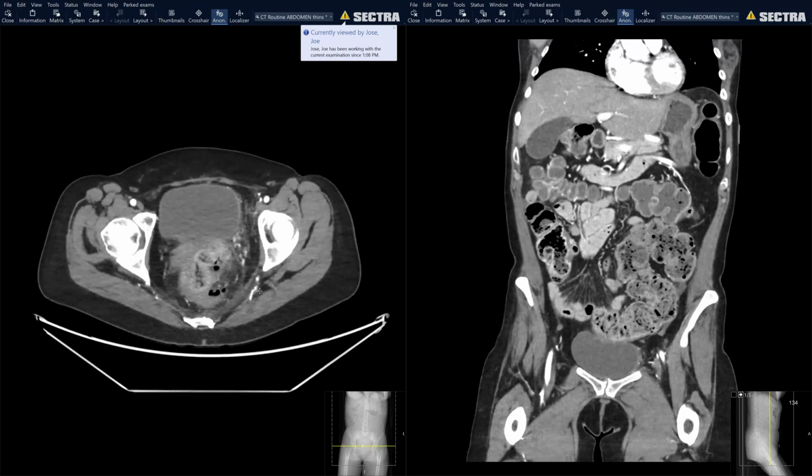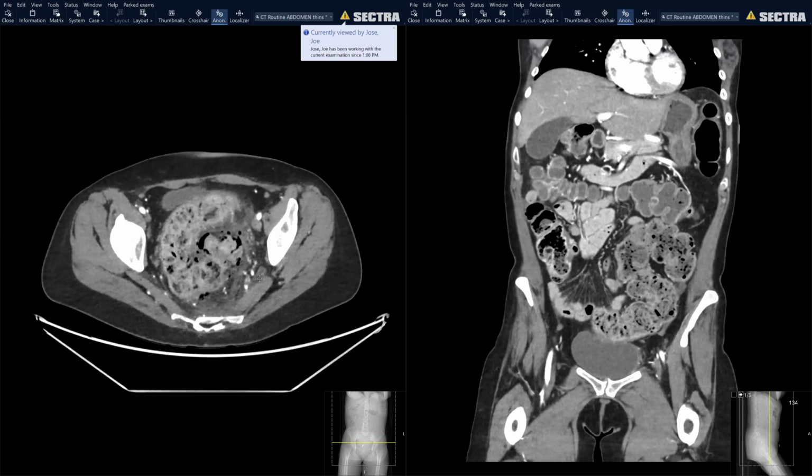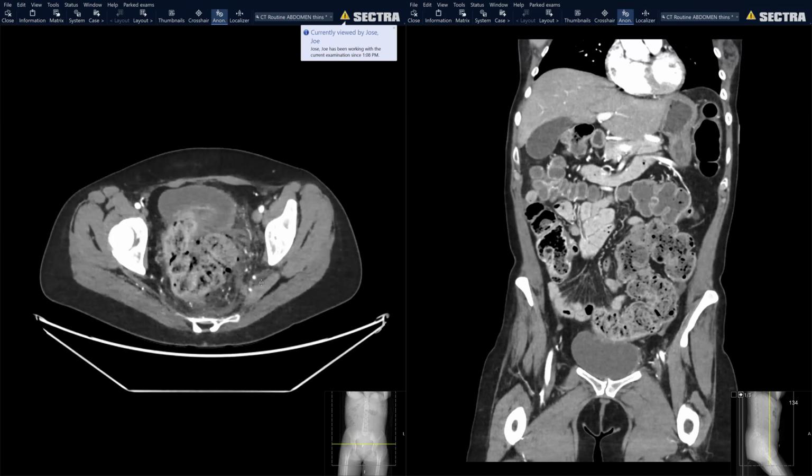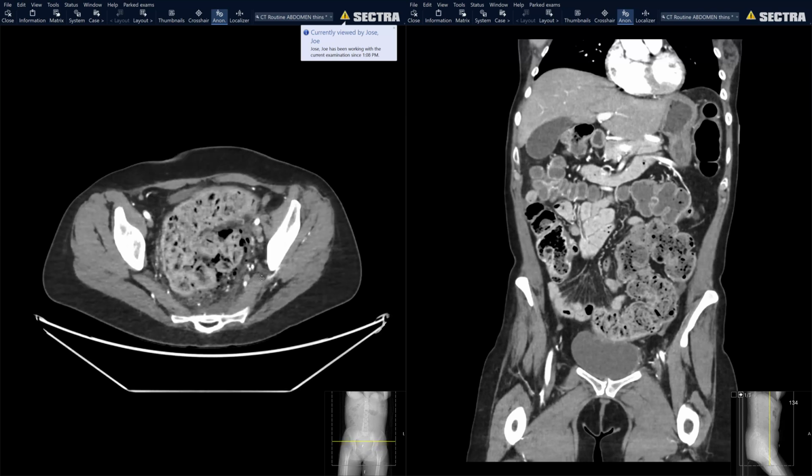It almost looks like I don't see the wall well of the rectum. So I don't know if there's ischemia of the rectum or stercoral colitis that led to upstream obstruction and then perforation.